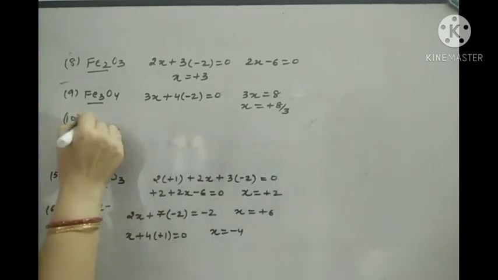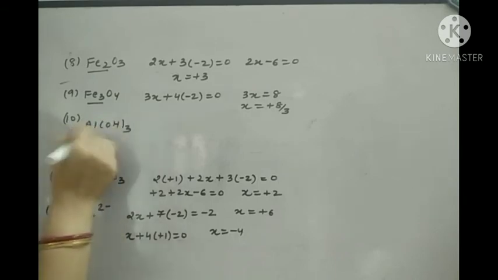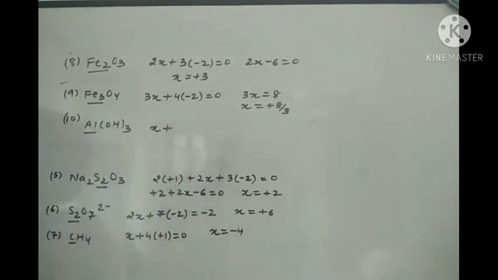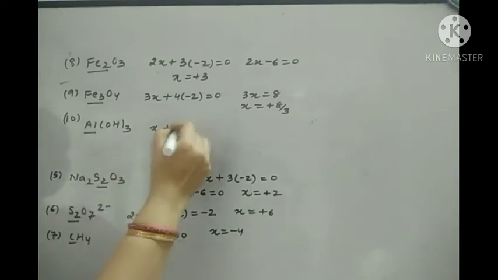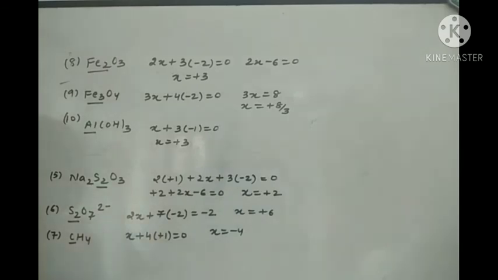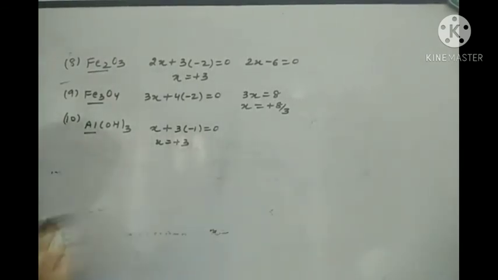So I have to put this as x plus. Now I know that OH is an ion, and what is the charge on OH? It is minus 1. So 3 into minus 1 equal to 0. So x equal to plus 3. So what I will do, there are few ions, okay, which have total charge. So I will learn them.